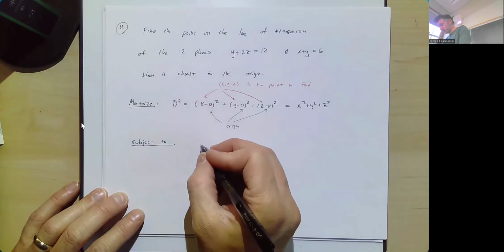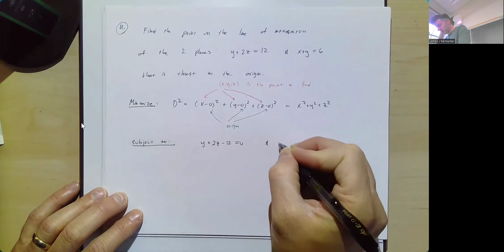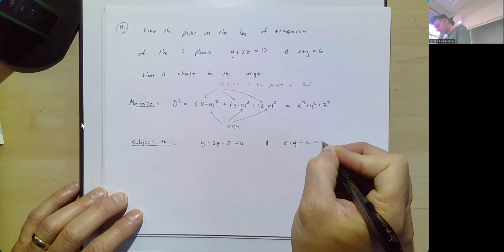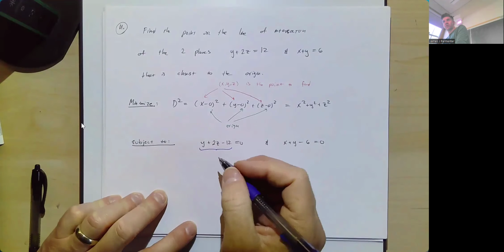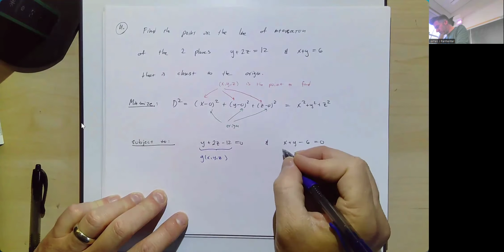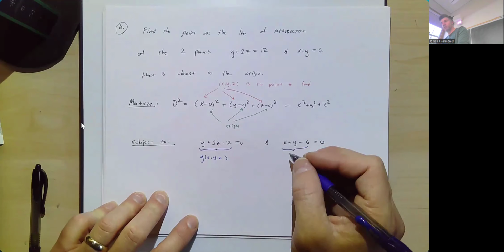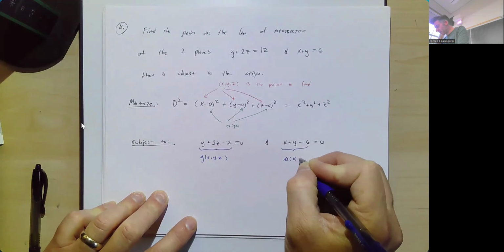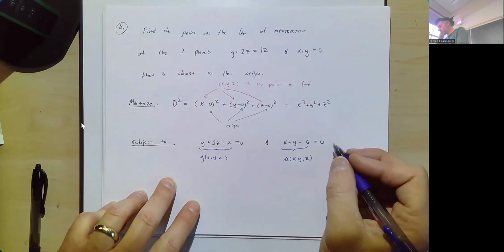y plus 2z minus 12 equals 0. And x plus y minus 6 equals 0. Pretty standard choices for names are g for the first one and h for the second one. Yes, I'm writing x, y, z, even though both equations don't have all 3 variables. Totally fine.